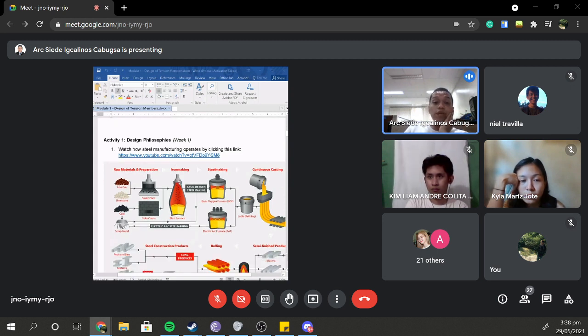So for the first week, you need to watch how steel is made, no? You need to take note. But as long as you're interested in becoming a civil engineer, this should still interest you. We can't just use the material without knowing the history of where it comes from. We should have a little background, no? Let's look at it.